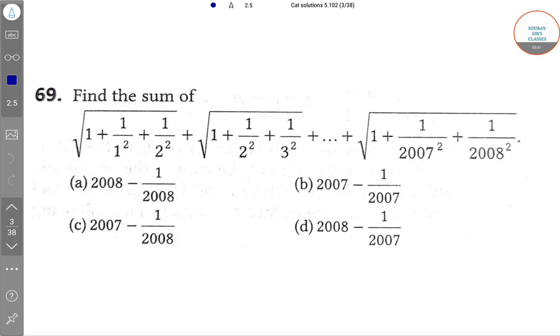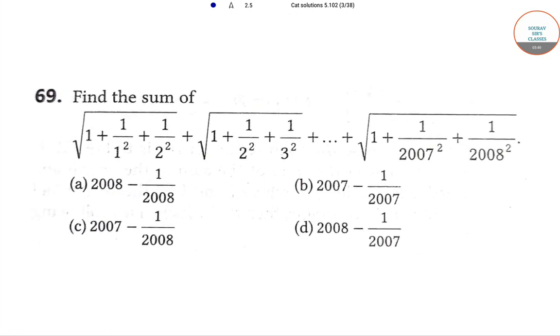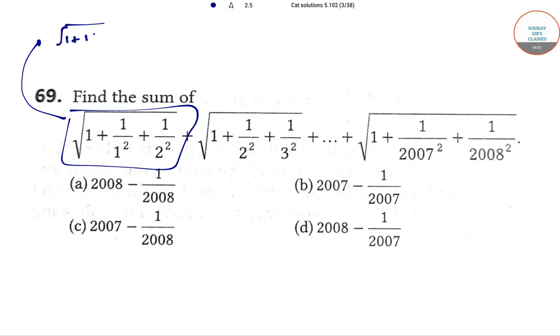The next question is, find the sum of root over 1 plus 1 by 1 squared plus 1 by 2 squared, plus root over 1 plus 1 by 2 squared plus 1 by 3 squared, plus so on, root over 1 plus 1 by 2007 squared plus 1 by 2008 squared. Now the first term is equal to root over 1 plus 1 plus 1 by 4, that is equal to 3 by 2, that is equal to 2 minus half.